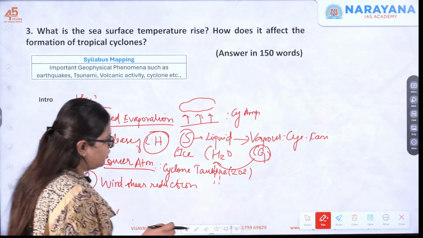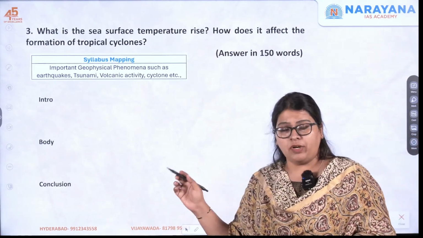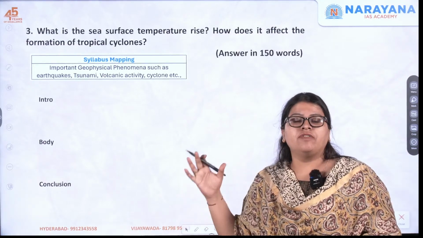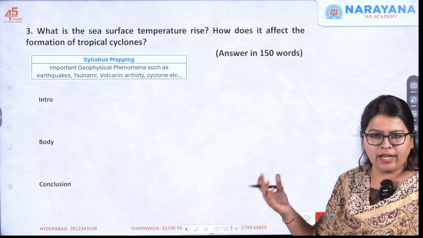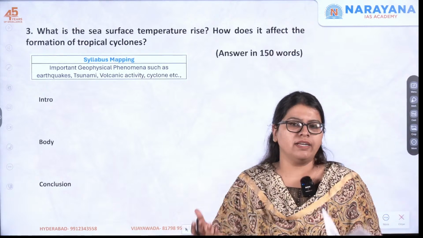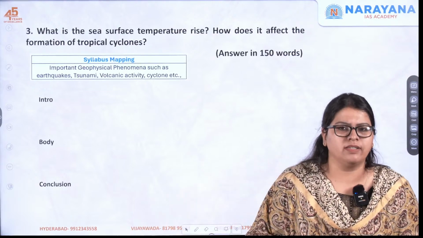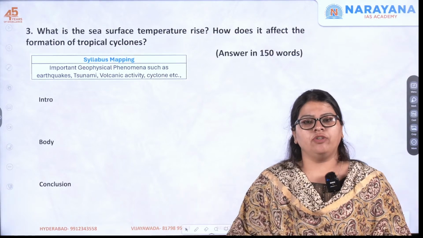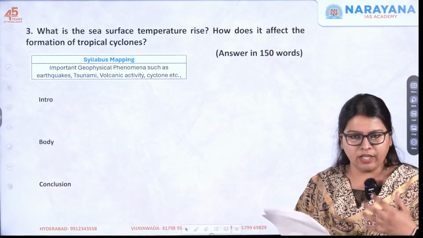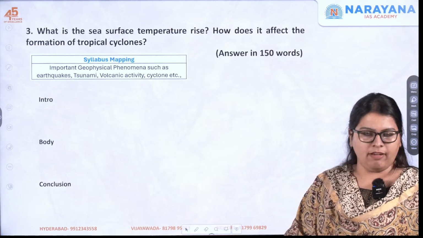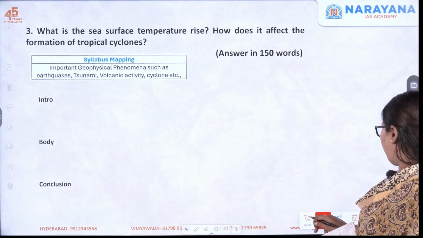So this is the discussion about tropical cyclones and the cause or impact of sea surface temperature on them. Finally, how we will end the answer is: increasing sea surface temperature is a great concern for India. Specifically, we are surrounded by the Indian Ocean, the Bay of Bengal, as well as the Arabian Sea. In order to achieve SDG 13, that is climate action, we need to take up the essential steps that have been mentioned there. Okay, so this is your discussion on this particular question.